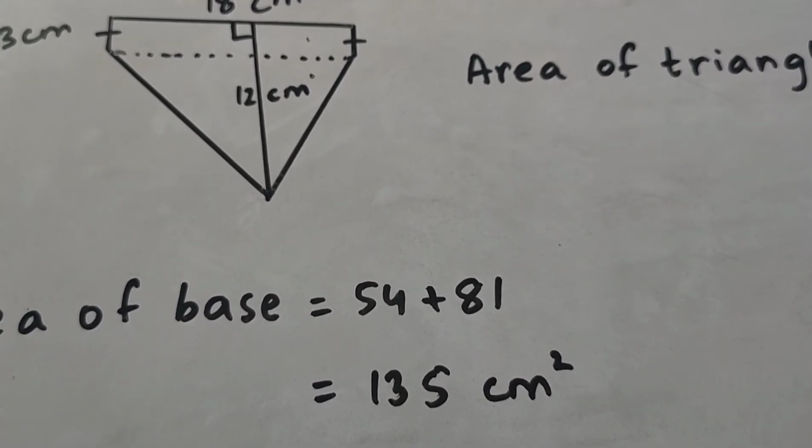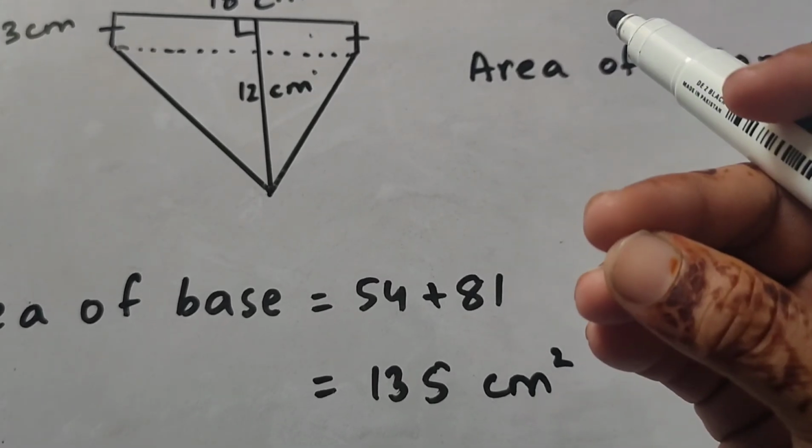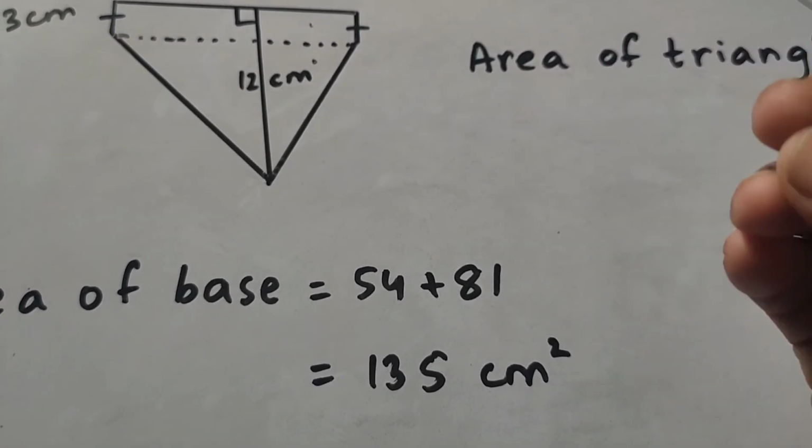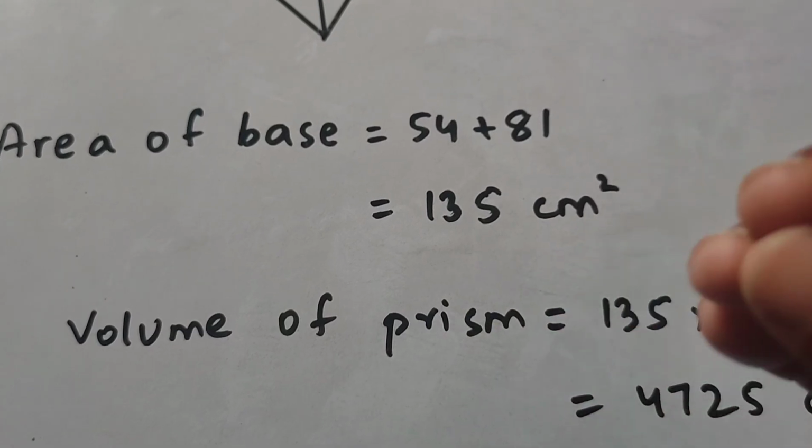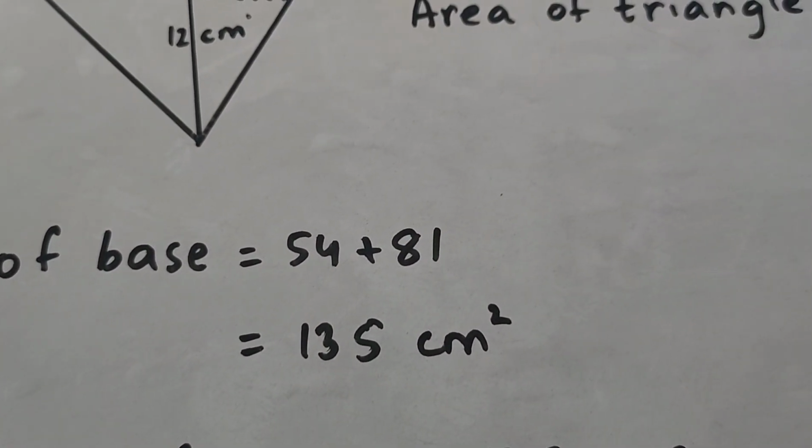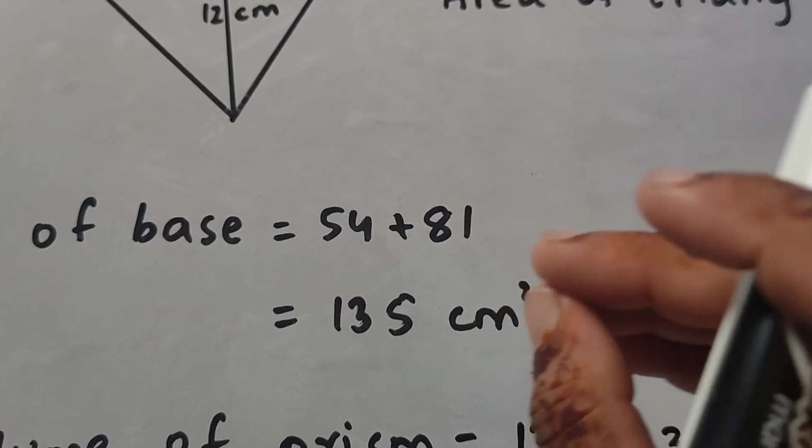And after you get the area of the given base, it's very simple to find out the volume of the prism, because you need to multiply it with the height to find out its volume.